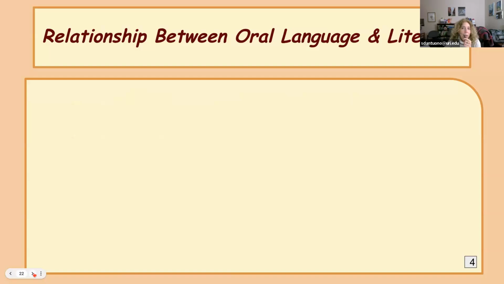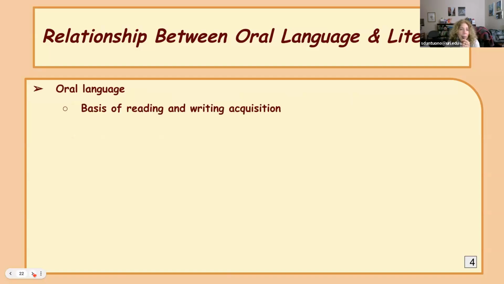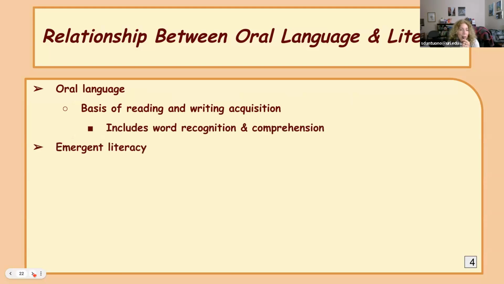The relationship between oral language and literacy. Oral language is the basis of reading and writing acquisition. As a matter of fact, I believe it's in Finland, they focus first on building oral language through play. Kids don't actually learn how to read, I don't think, until they're 7. I think it's 7. So oral language is a huge foundation for reading. It includes word recognition and comprehension, and that helps with understanding words and having a bigger vocabulary and knowing what they mean, which helps with their ability to understand when they read.